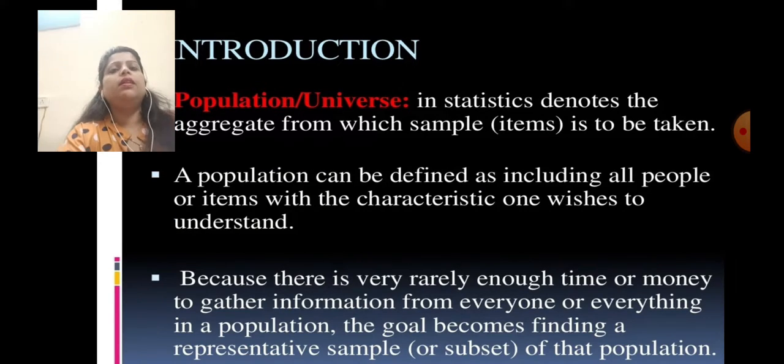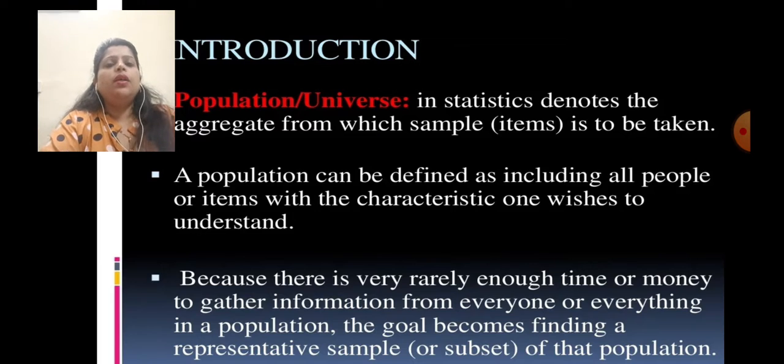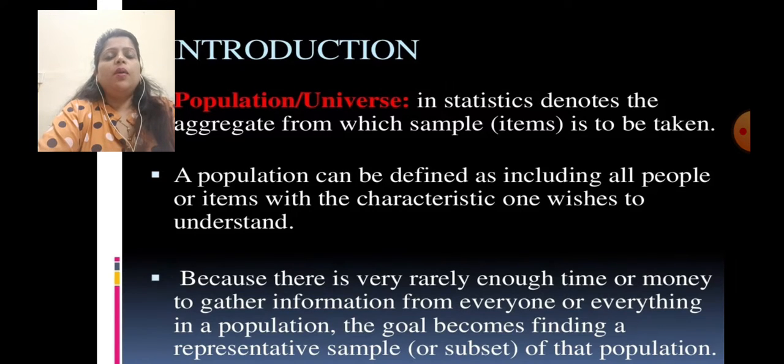So, dealing with the introduction of the topic, what is meant by population or universe? In statistics, it denotes the aggregate from which sample and items is to be taken. A population can be defined as including all people or items with the characteristics one wishes to understand. Because there is very rarely enough time or money to gather information from everyone or everything in a population, the goal becomes finding a representative sample or a subset of that population.